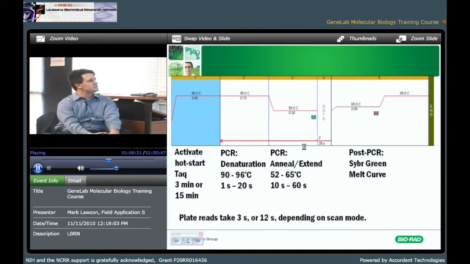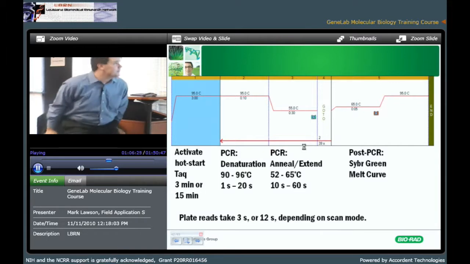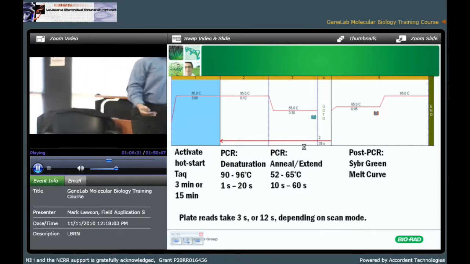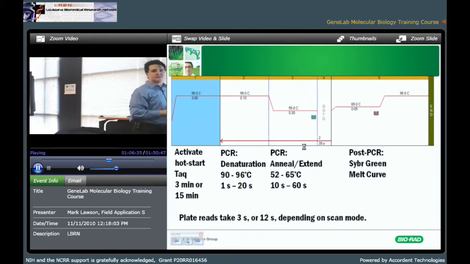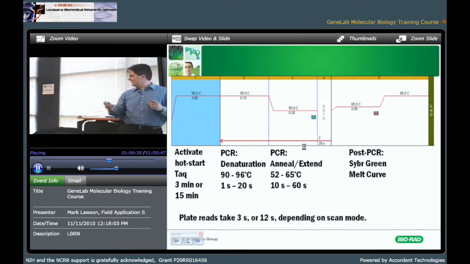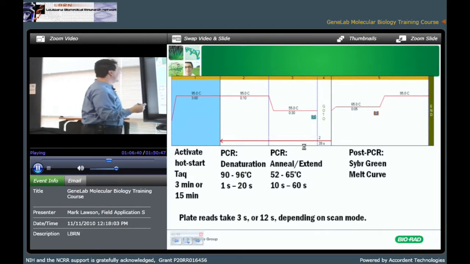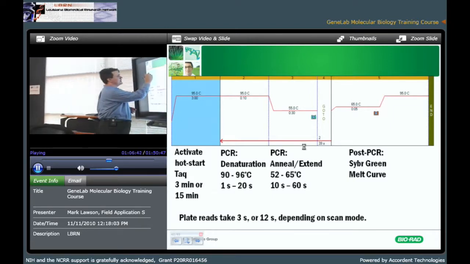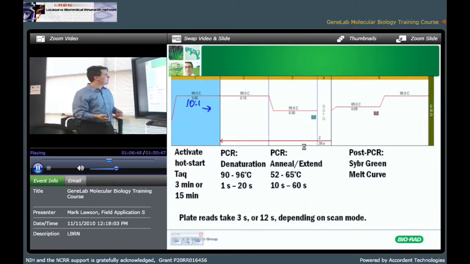Now the protocol I've got up on the screen here is a typical older fashioned, let's say second generation protocol. It would be 3 minutes at 95, 10 seconds at 95 would start your PCR cycle, 55 for 30 seconds, and I'm making it hard to keep. They is keeping me on my toes. If you're using an ABI supermix, this would need to be 10 minutes. All right, they have a different kind of hot start.